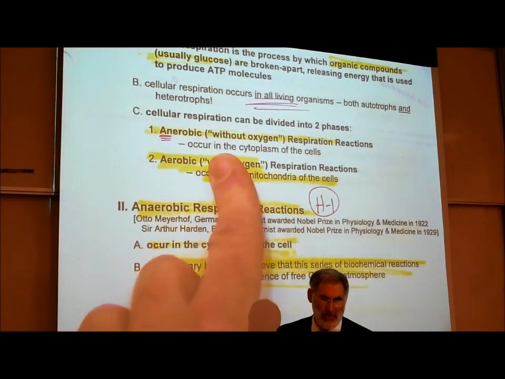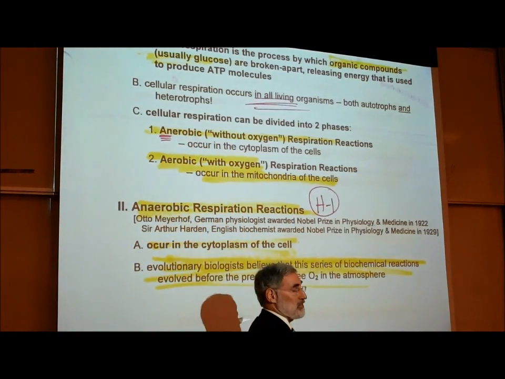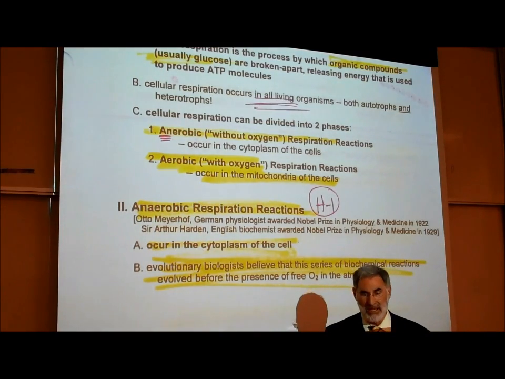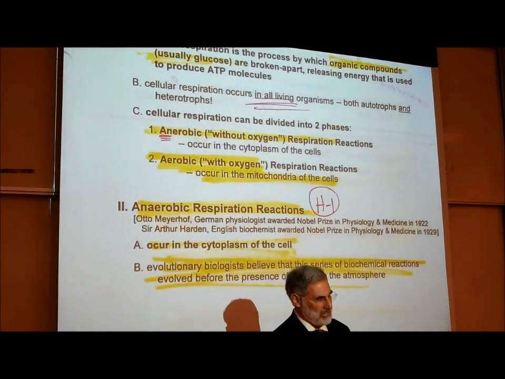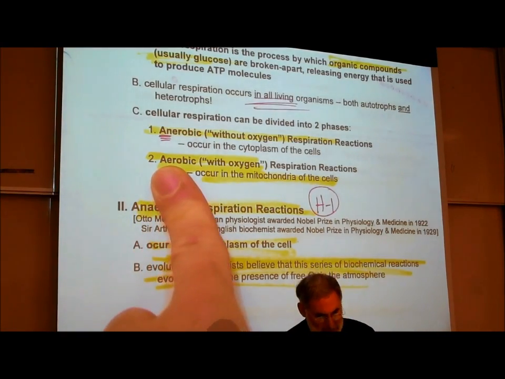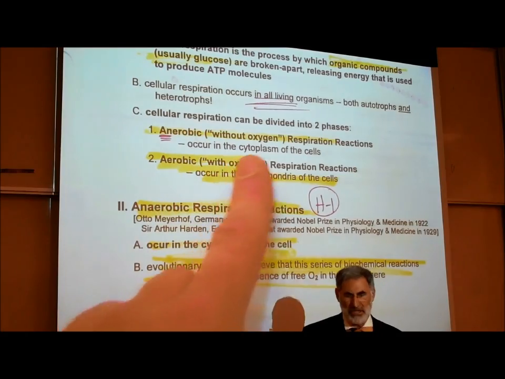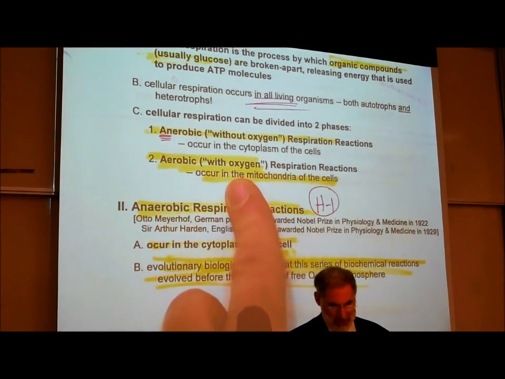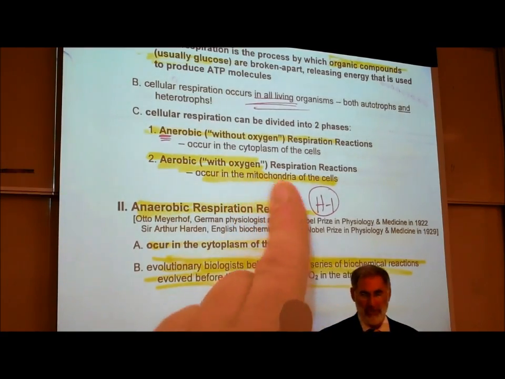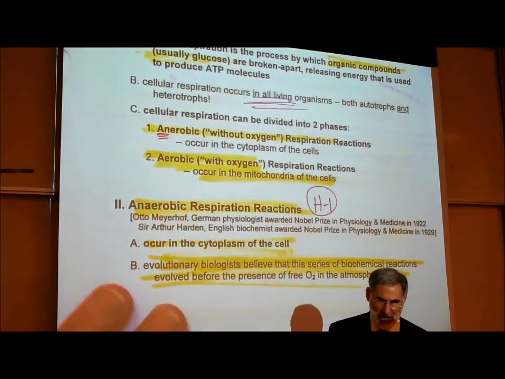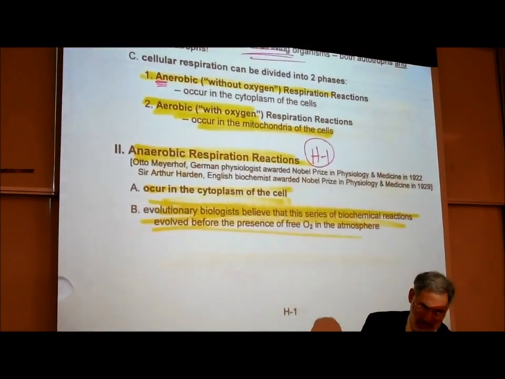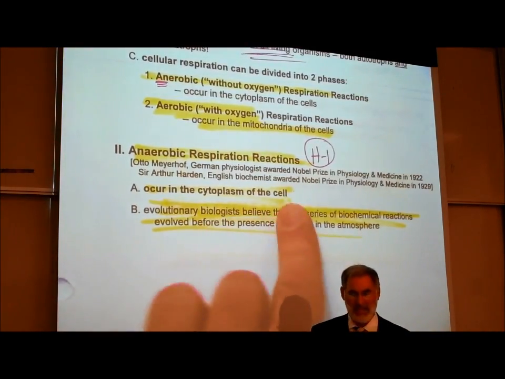that cellular respiration, which is the name of this process for breaking apart sugars and fats in order to make ATP, which is the gasoline that powers cells, can be divided into 2 phases. The so-called anaerobic respiration reactions and the so-called aerobic. The anaerobic occurs in the cytoplasm, the aerobic reactions occur in the mitochondria. So let's focus first on the anaerobic, because that's what occurs first. These occur in the cytoplasm of the cell.